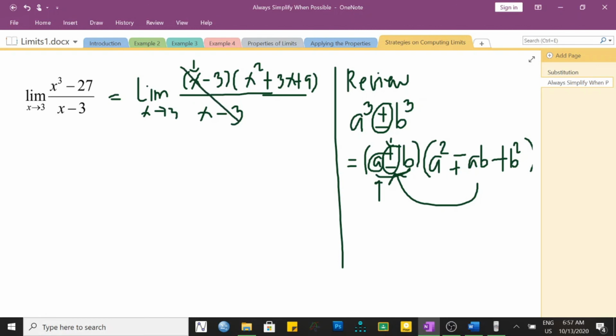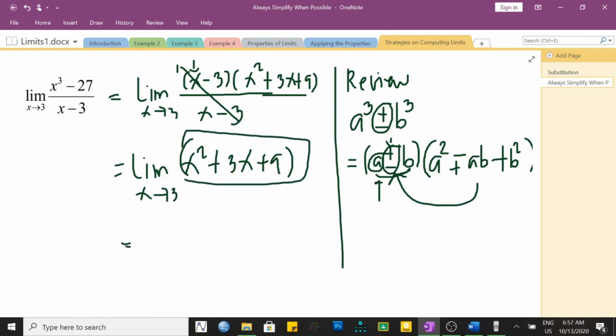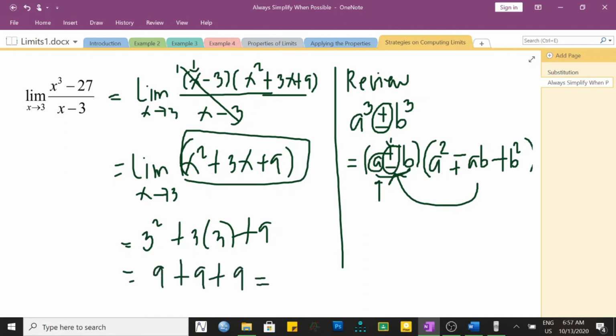We can see that we can simplify this one as 1 so that we are actually only left with x squared plus 3x plus 9 as x approaches 3. This is again a polynomial, so we can apply substitution so that the limit here is just 3 squared plus 3 times 3 plus 9. We have 9 plus 9 plus 9, 3 nines, that gives us 27.